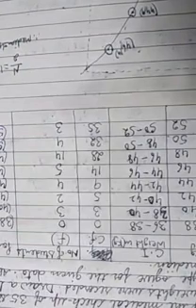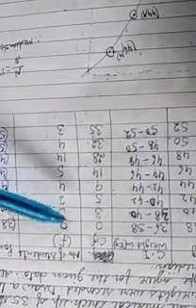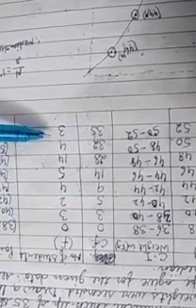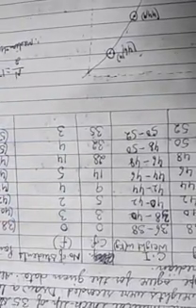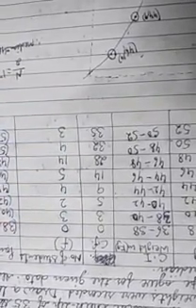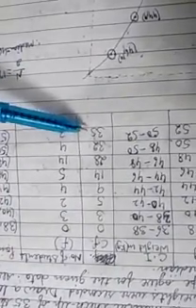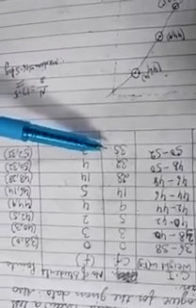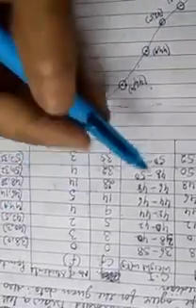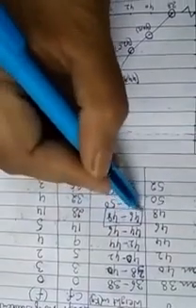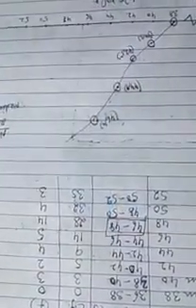Now here the sum of all frequencies is 35. First of all you have to find n by 2, and n by 2 will be half of 35, that is 17.5. So search for 17.5 in this data. Where will it lie? It will lie in this class. So students, 46 to 48 will be your median class.